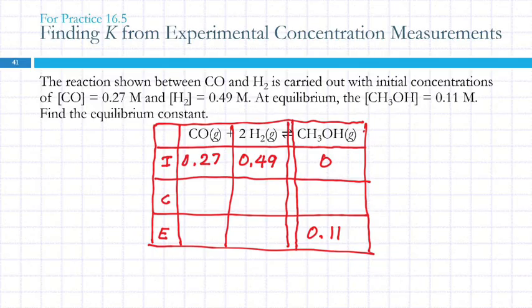Okay? Now we need to figure out what the change is. Well, we started with no products. This reaction can only go in the forward direction. So this has to go down. So it's going to go down by x. What's the coefficient on this? 1. So this is 1x. This one's going to go down by 2x. And how's the product going to change? Plus 1x, just plus x. Okay?